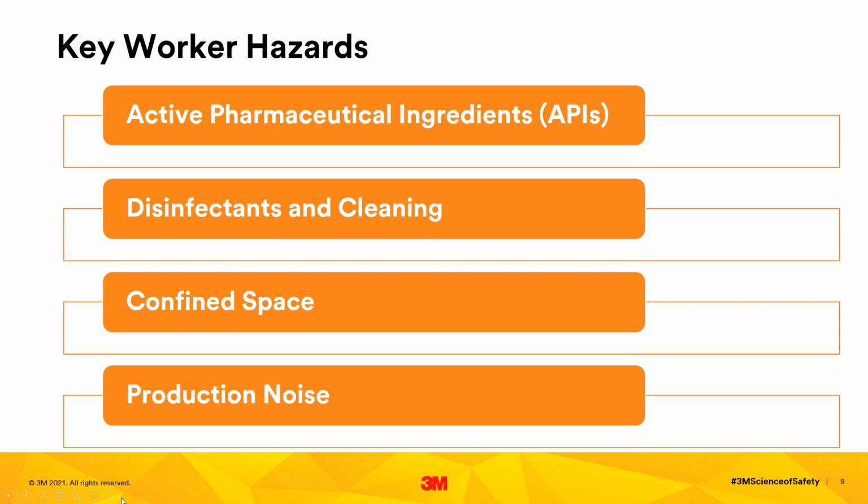Confined space, Dana already mentioned, and so confined space is still an area where we're going to focus on worker hazards in many industries, pharma included, and then production noise, which tends to occur more in the packaging lines.